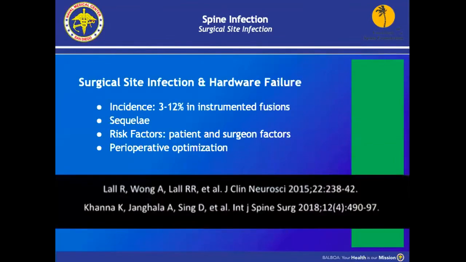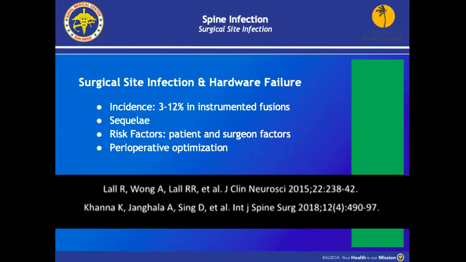Okay, last topic, surgical site infection. SSI and associated hardware failure is obviously one of the most devastating complications we experience in spine surgery, and for the surgeons. Incidence is about 1% in non-instrumented, and goes up to 3 to 12% in instrumented fusions. The sequelae include, but are not limited to, pseudoarthrosis, which can happen in 25 to 50% of patients, relatively high, chronic wounds, neurologic compromise, and even systemic problems, sepsis, or even death.